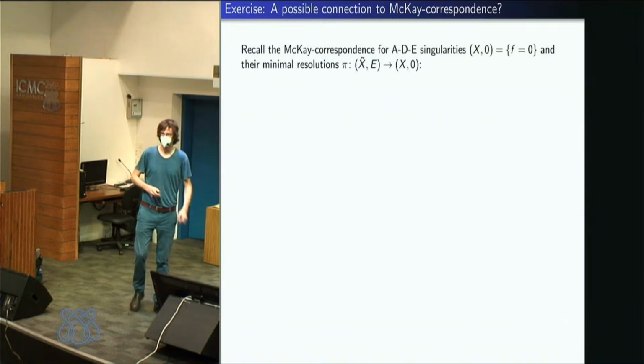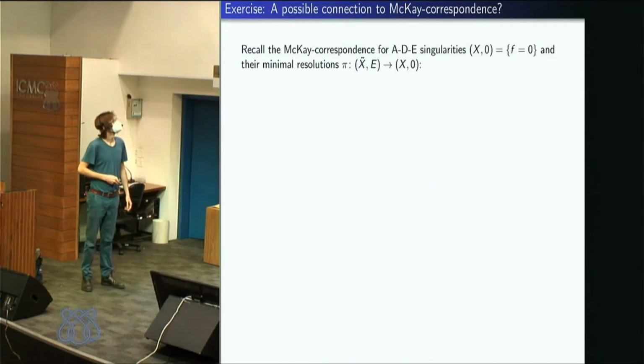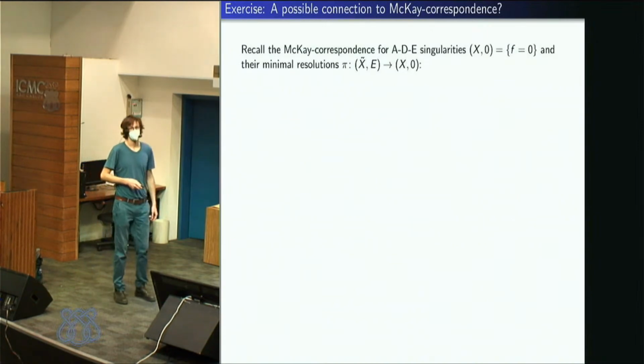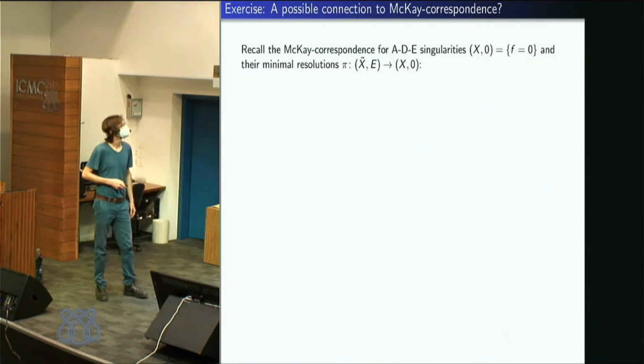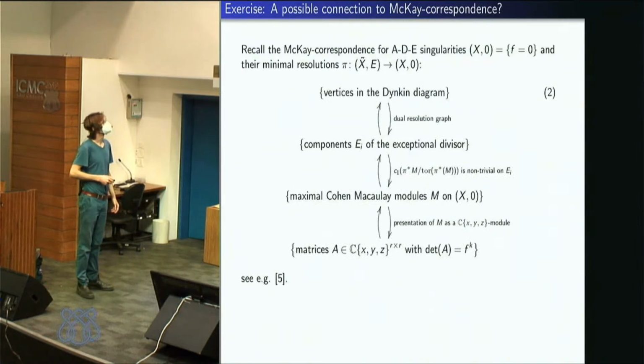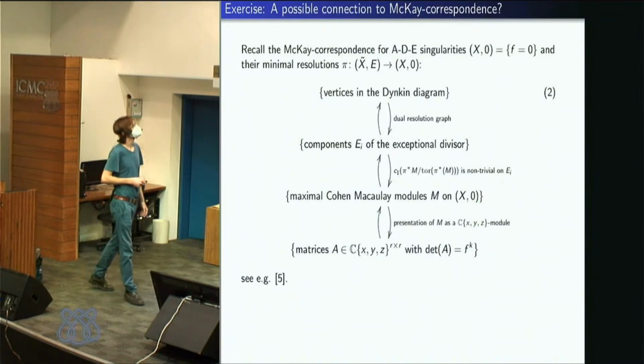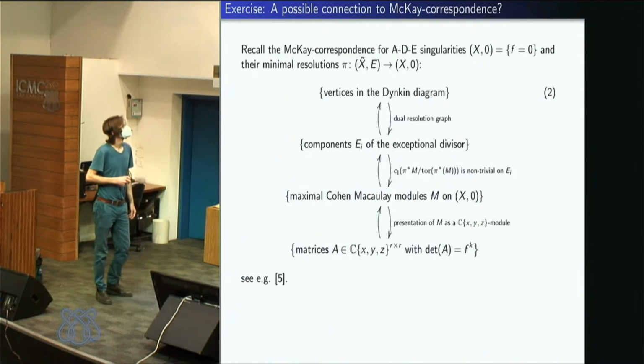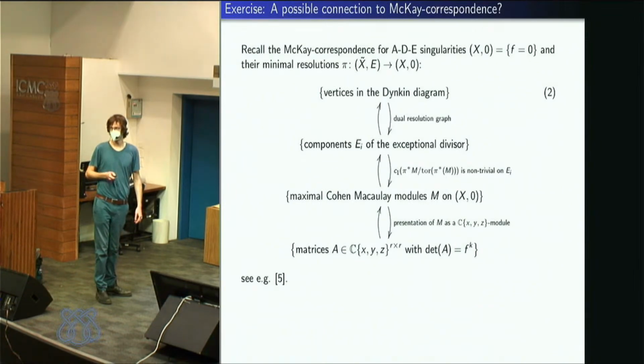This also plays a role in the McKay correspondence. So the McKay correspondence, or one version of it that I took from the Handbook of Singularities that recently appeared, should go like this. You take a minimal resolution of your ADE surface singularity, and then you can relate the vertices in the Dynkin diagram to the components of the exceptional divisor via the dual resolution graph. Right? You may have seen this or even take it as a definition of the Dynkin diagram, but otherwise look it up.